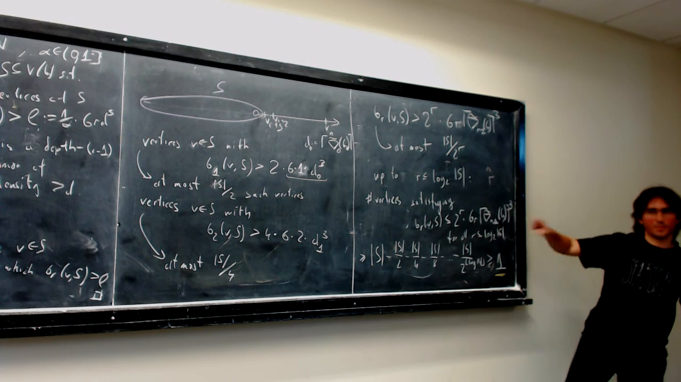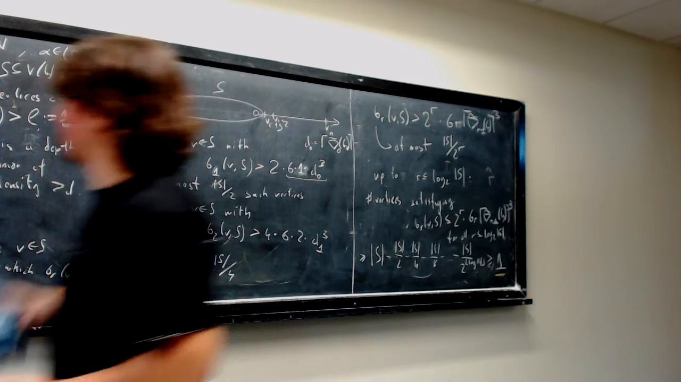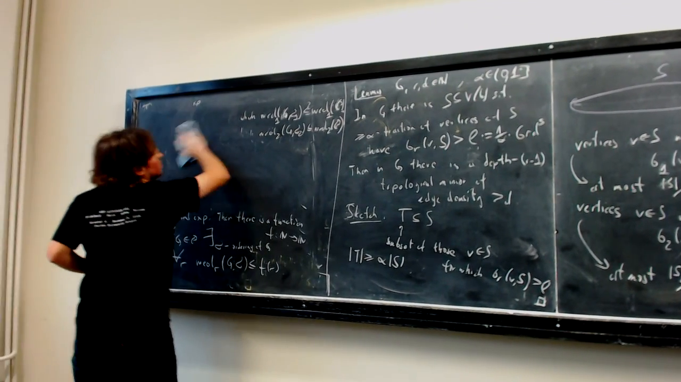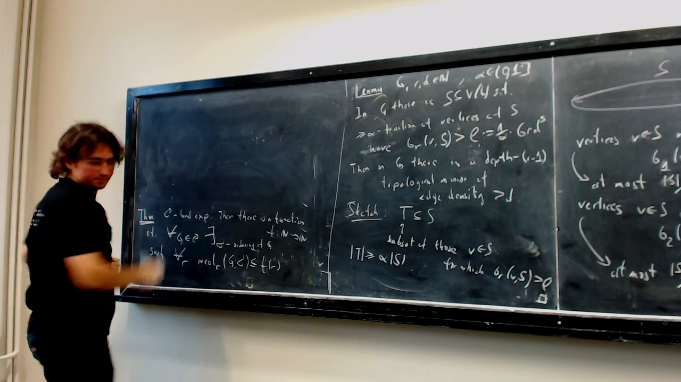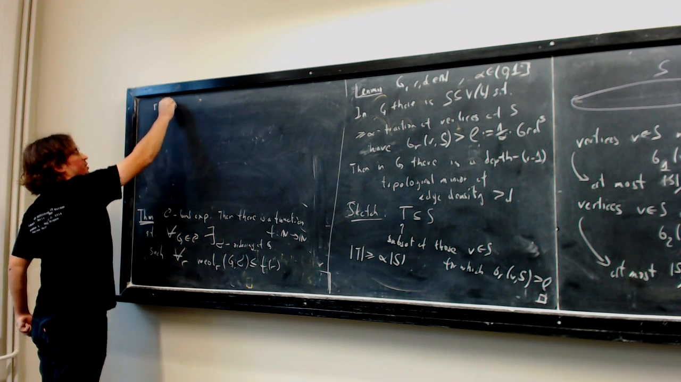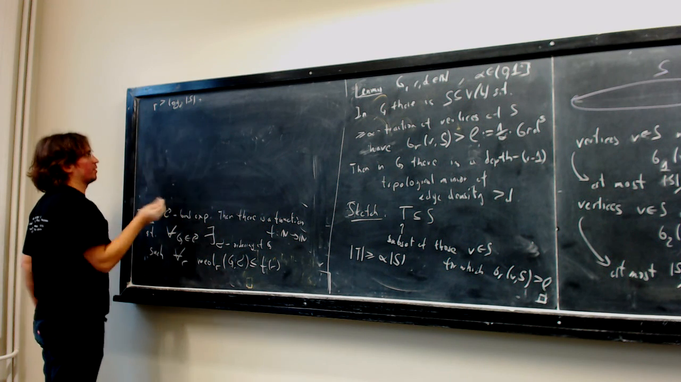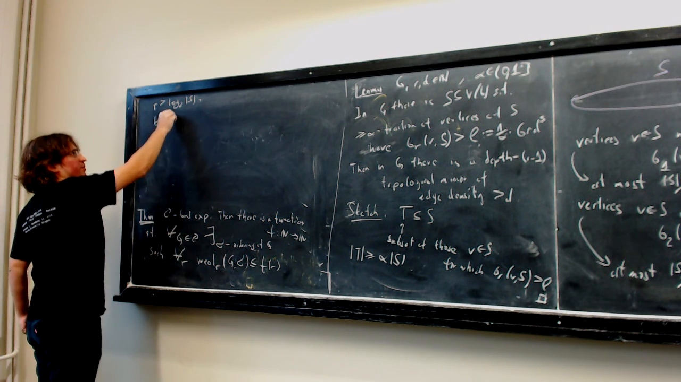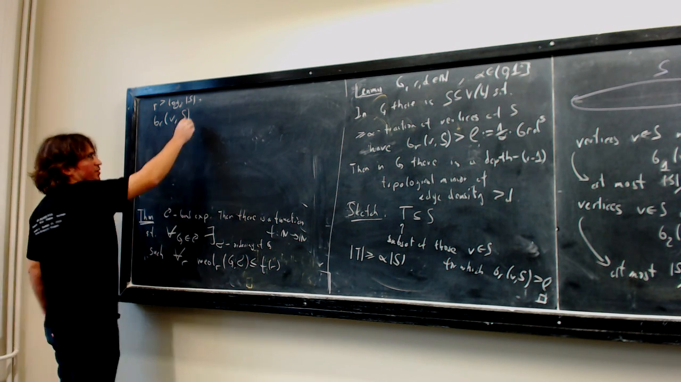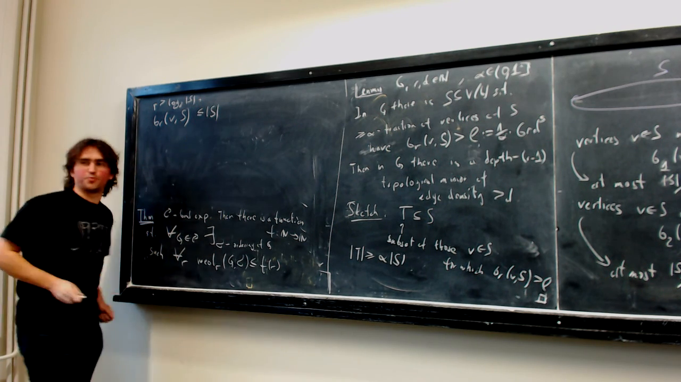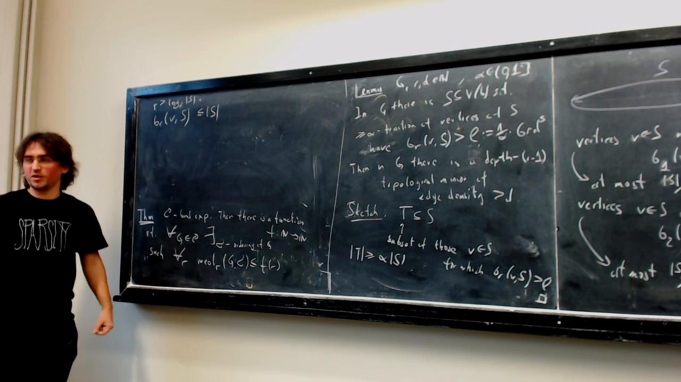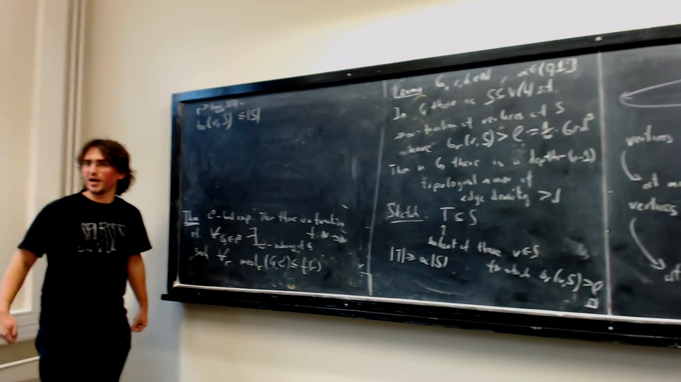Good. So what about larger S? Actually, larger S are trivial. Because if I've got r larger than log base 2 of |S|, then if I look at any vertex v and I estimate its back connectivity, of course, this is at most the size of S. I cannot put more paths than the cardinality of S, because each of those paths needs to finish in a different vertex.